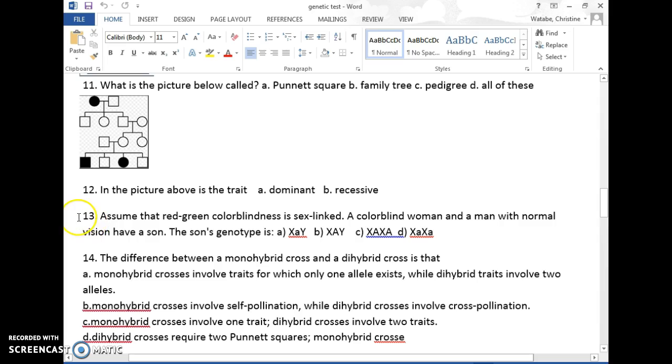Number 13. Assume that the red-green color blindness is sex-linked. A colorblind woman and a man with normal vision have a son. The son's genotype is A, XAY, B, XaY, C, XAXA, or D, XaXa.